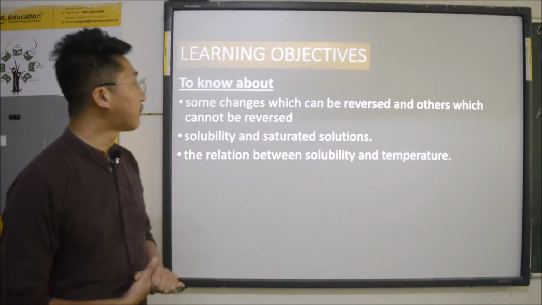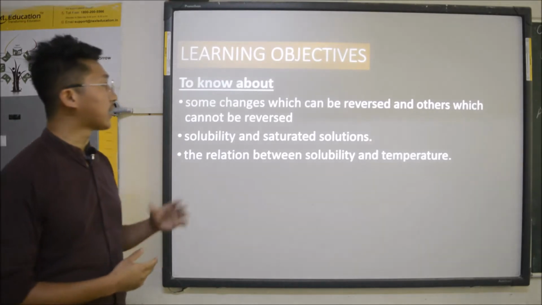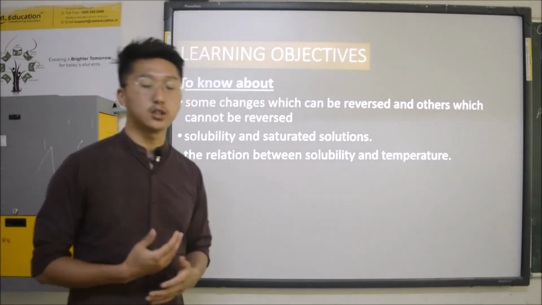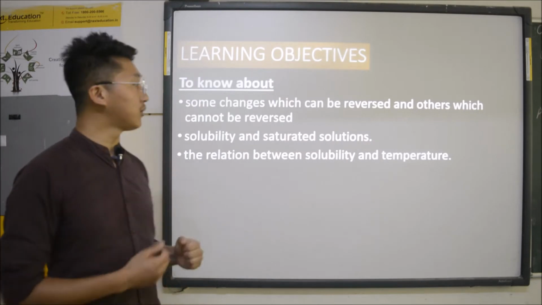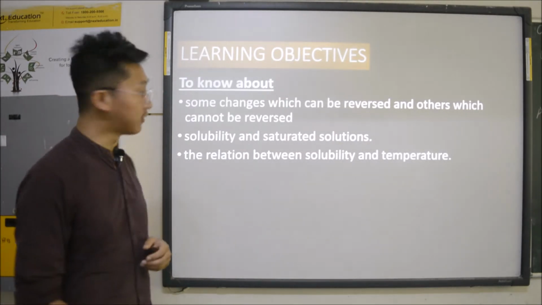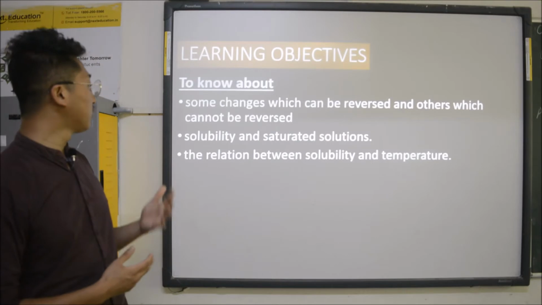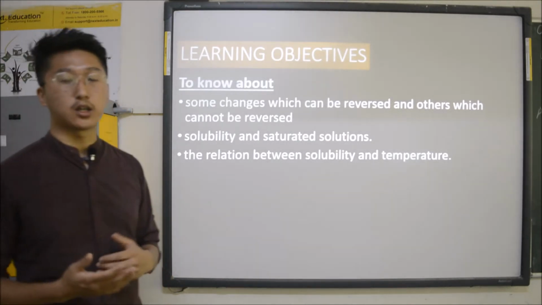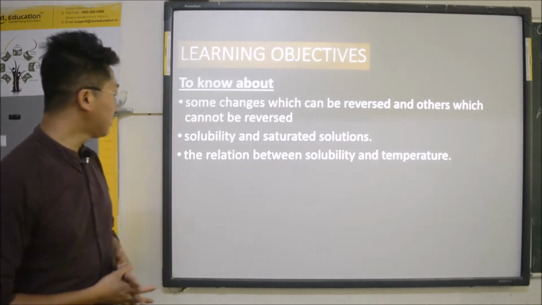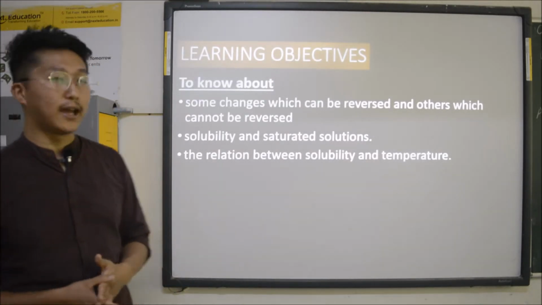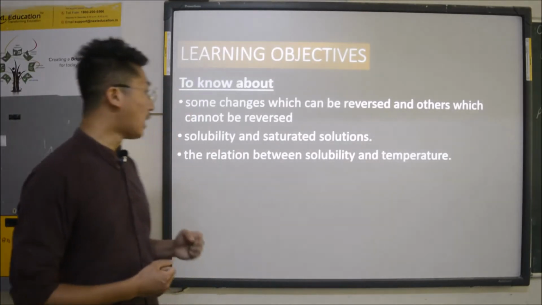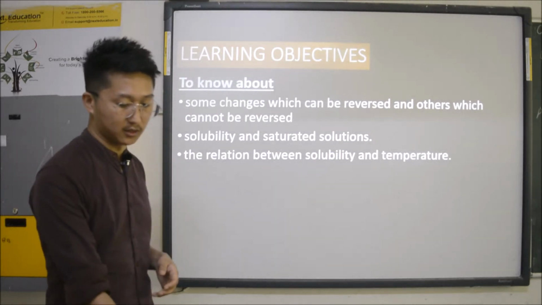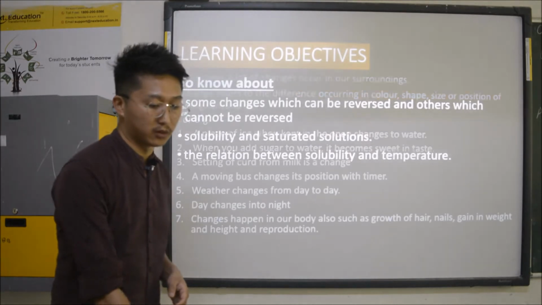In this chapter we are going to study some changes which can be reversed and others which cannot be reversed. The next thing we'll learn is solubility and saturated solutions. And next is the relation between solubility and temperature. We are going to study how temperature relates with the solubility of a substance. Okay, so we'll go on with the topic.